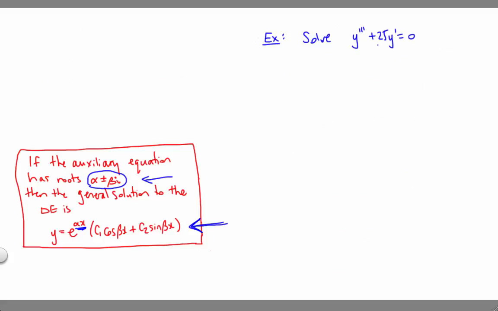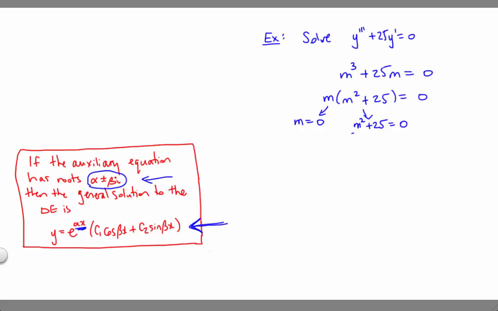We'll solve this DE by setting up the auxiliary equation. It's going to look like m cubed plus 25m equals 0. And let's pull out a common factor of m from these two terms, which would leave us with m squared plus 25. Okay, so we're going to set that equal to 0. So two different possibilities here. From the factor m, that gives us the possibility that m is equal to 0. And from the quadratic, we have the possibility that m squared plus 25 is equal to 0.